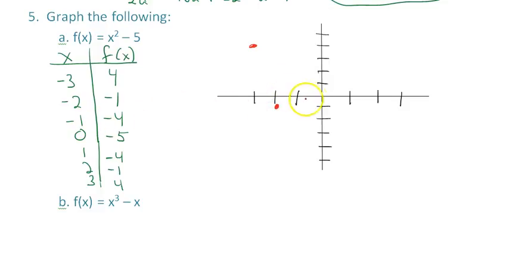And then negative 1, negative 4, so left 1, down 4. 0, negative 5, so straight down 5. Then I have 1, negative 4, 2, negative 1, and 3, 4, and it makes a nice parabola that you can connect. And you know, parabolas go on forever. We just chose these x values, but we could have chosen any, and it does go on forever.